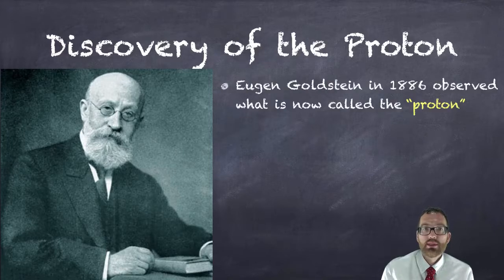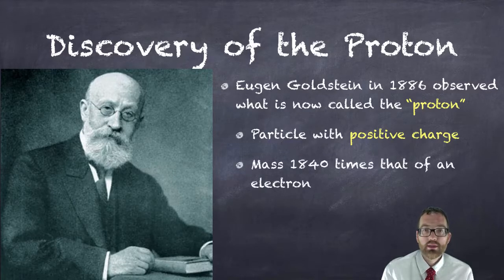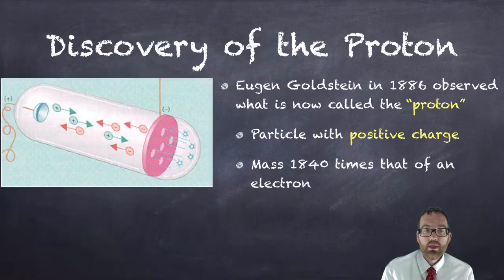Next, the proton was discovered by Eugene Goldstein in 1886. He observed what is now called the proton, and it was determined to be a particle with positive charge, which balanced out the negative charge of the electrons. And the mass was 1,840 times that of an electron. And his experiment was fairly similar to J.J. Thomson's cathode rays. He shot cathode rays and he noticed the positive charges, which were the protons, bouncing backwards.